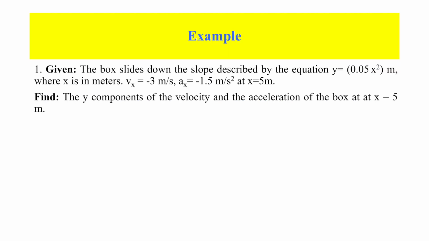In this problem, it is mentioned that a box slides down a slope that is described by these equations. When the position of the box in the x direction is 5 meters, the velocity of the box is minus 3 meters per second, and the acceleration of the box in the x direction is minus 1.5 meters per second squared. Now we have to find the y component of the velocity and acceleration of the box at x equal 5 meters. This is all the knowns of the problem.